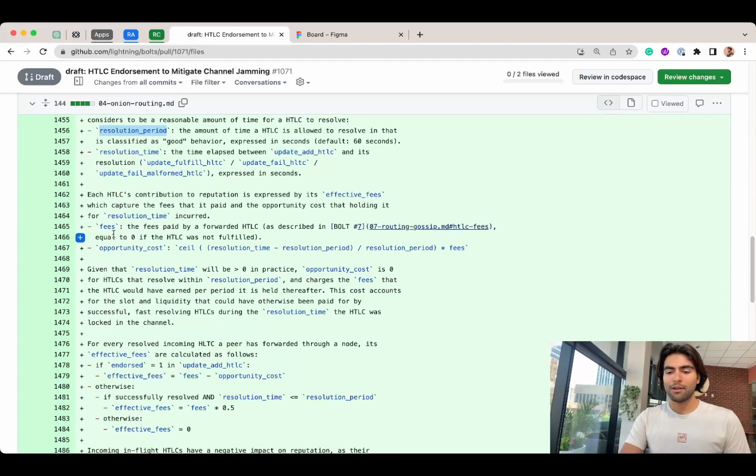In the next part, we have the fees. Fees are basically the fees that the HTLC is paying us as the node. And we have the opportunity cost, which is calculated as the ceiling of the resolution time minus resolution period, over resolution period, times fees. So if the resolution time is smaller than or equal to the resolution period, then the opportunity cost would be 0. We expected the payment to resolve in the resolution period. It did, so we don't have any opportunity cost.